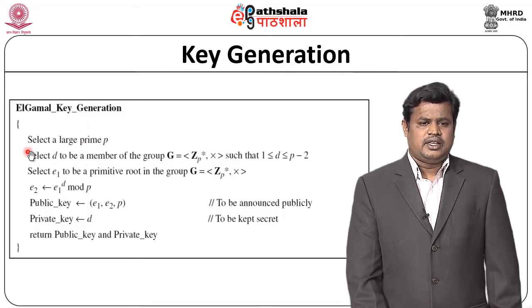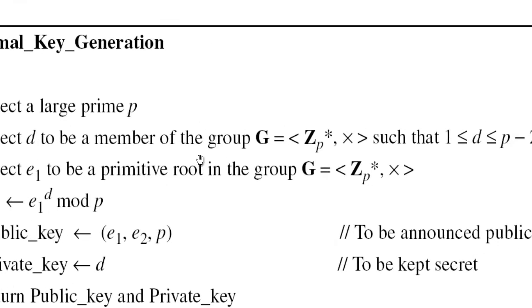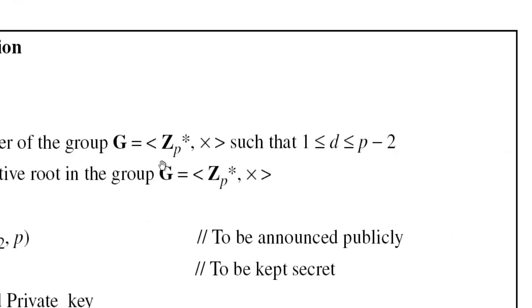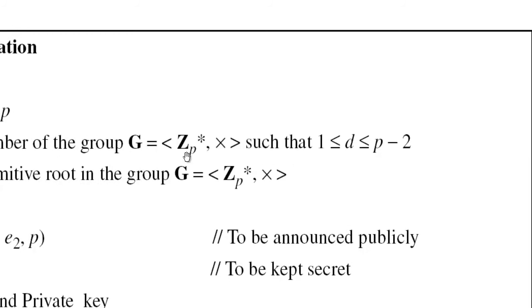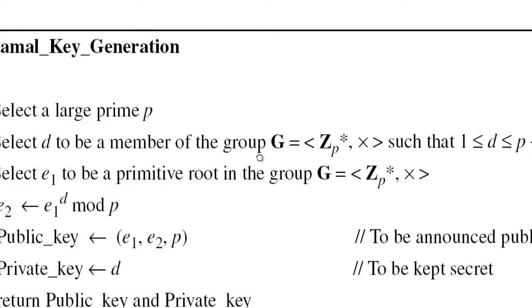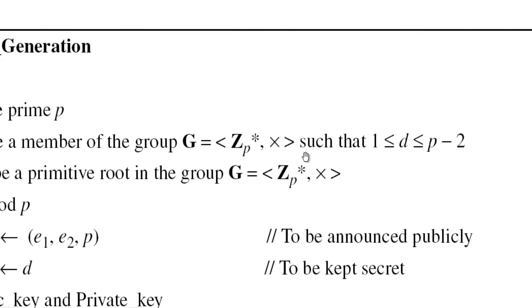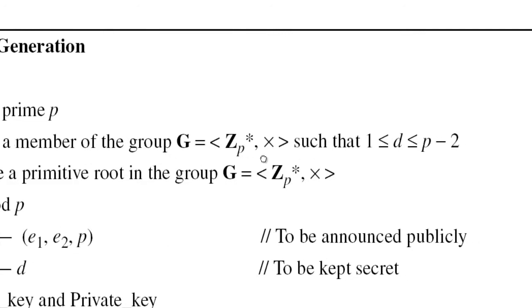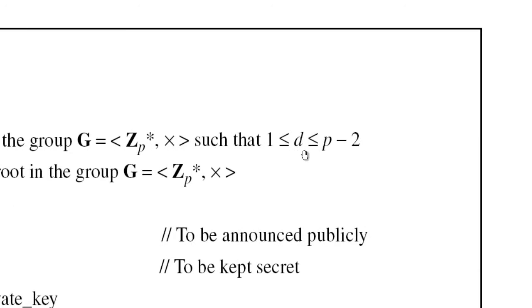So the first thing they need to do is select a large prime number P and then select D, a member of the group, such that D lies between 1 and P minus 2. It is very important that the D value should be a member of the group Z_P star with the operator, where D must be within the range 1 to P minus 2.